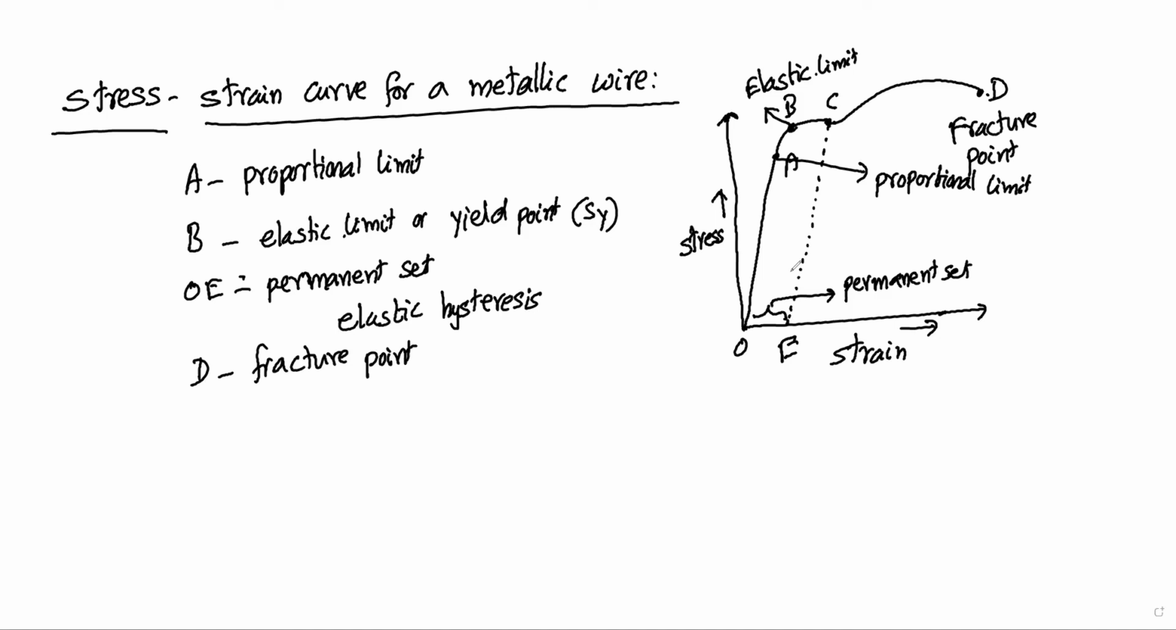The region between B and D, the length of the wire goes on increasing even without any additional load. So the BD region, we call the plastic region. Without giving any external weight, the length is automatically increasing from B to D. That's called the plastic region.